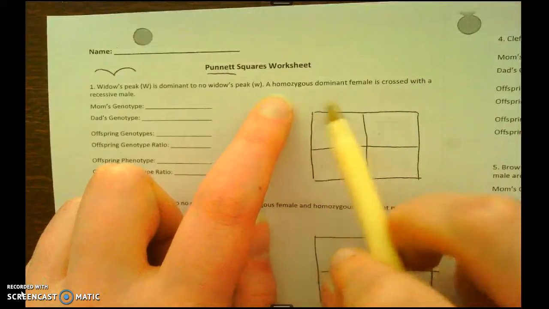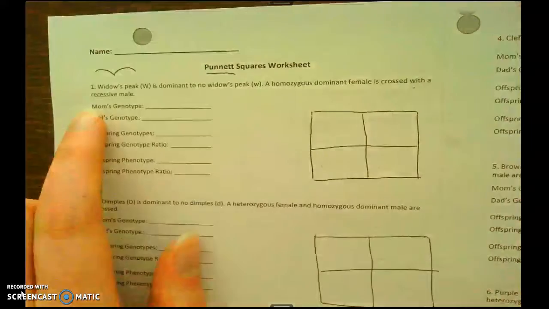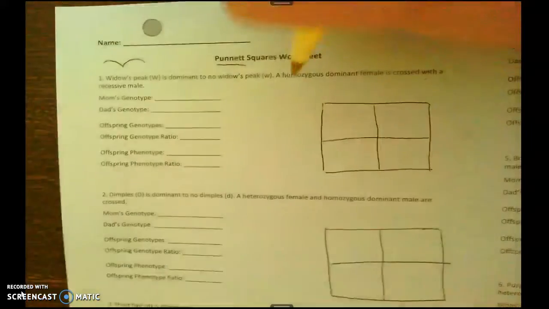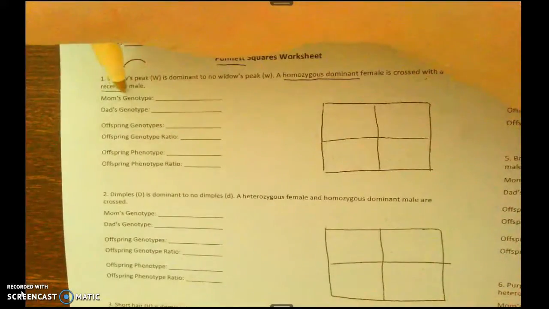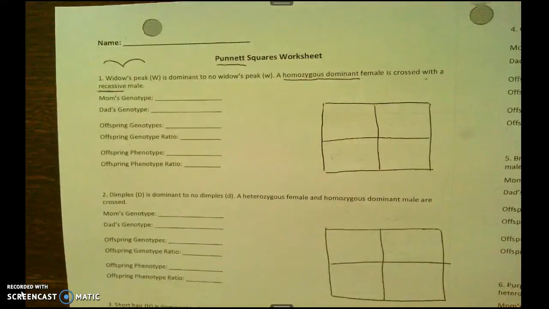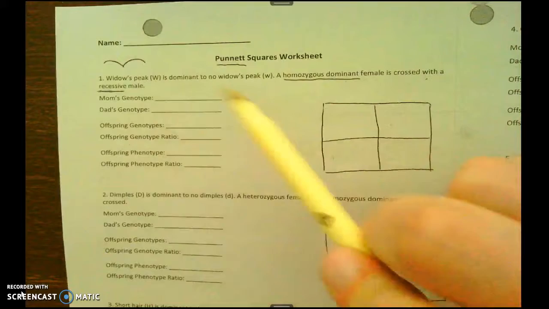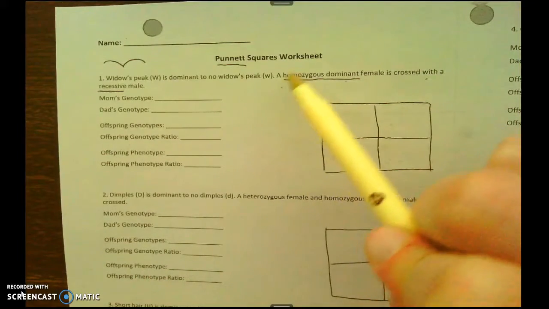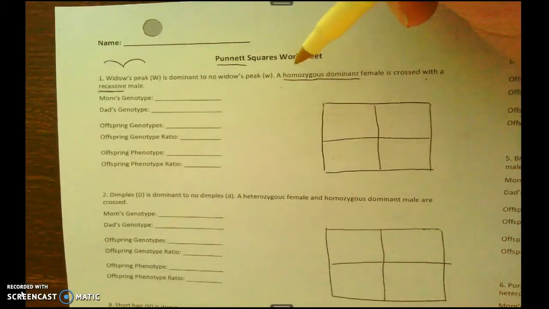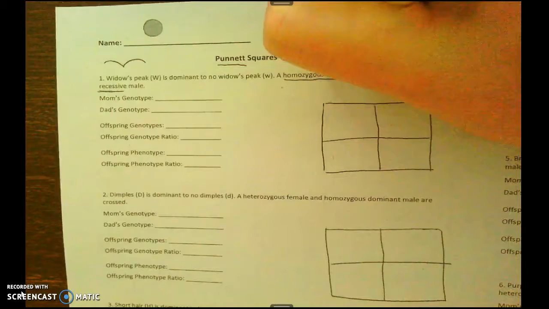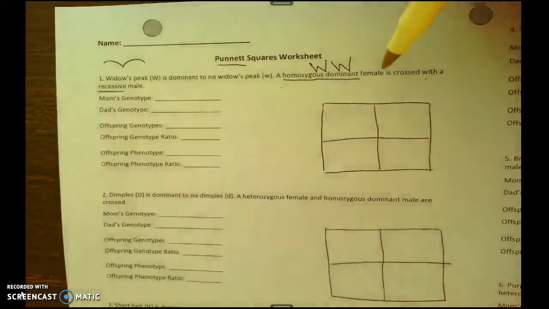So a homozygous dominant female is crossed with a recessive male. All right, there's a couple important things that we need here. We need homozygous dominant, and we need recessive. Those are some important pieces of information. So dominant, we have to ask ourselves, are we going to use the capital or lowercase letter? Well, dominant means capital. And homozygous means they are the same case. So we're going to use 2 letters that are the same case. So we're going to use 2 capital W's for the female.